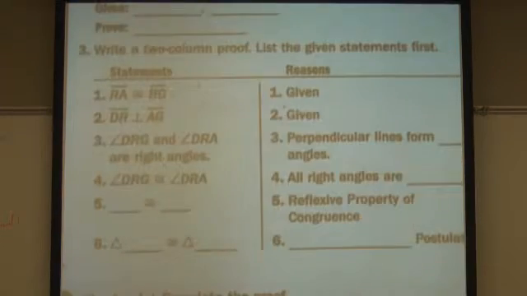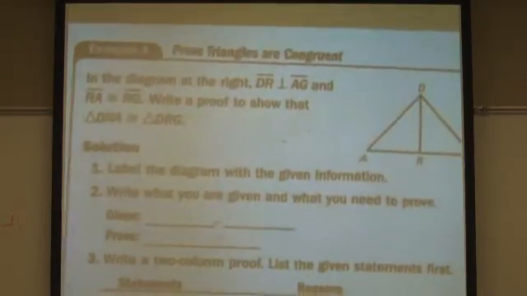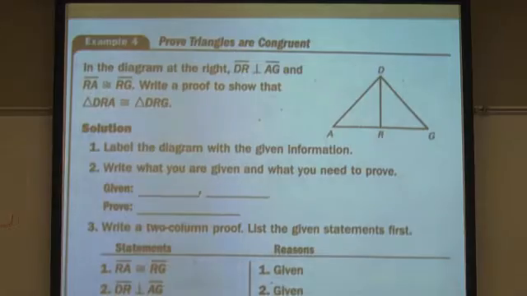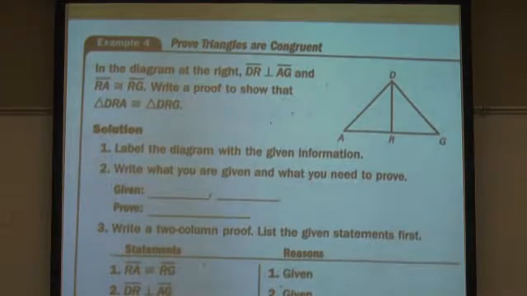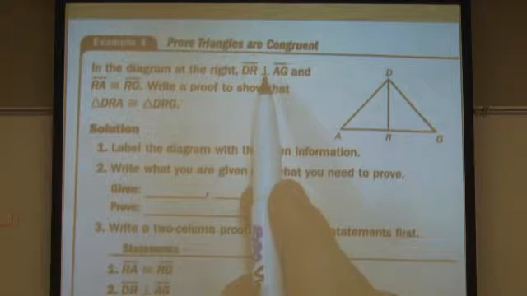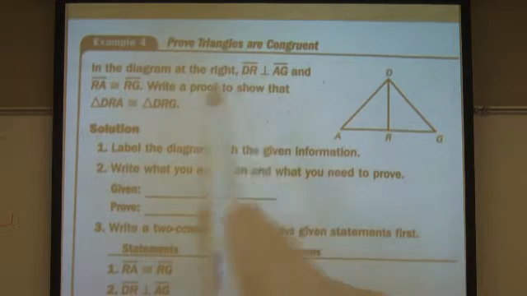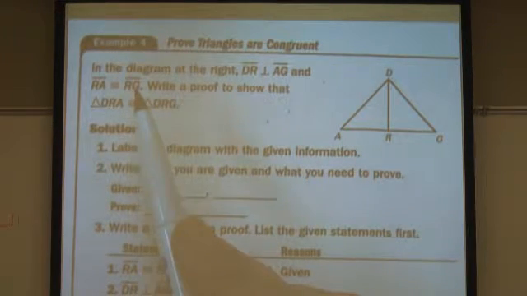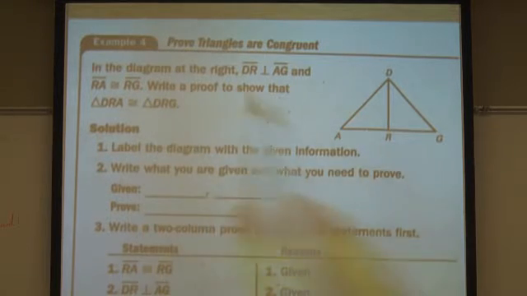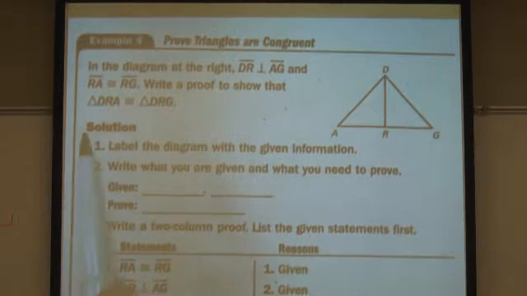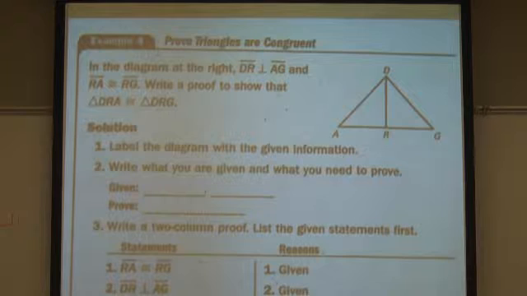All right, last page. Flip it over. We've got a couple more proofs. In the diagram at the right, DR is, remember this symbol, perpendicular to AG, and RA is congruent to RG. Write a proof that shows that triangle DRA is congruent to DRG.